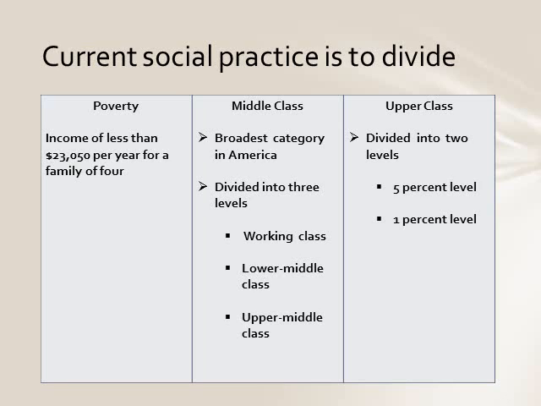The next class is called the upper class, which is broken down into two categories. The first category is commonly referred to as the 5%, which essentially means the percentage of Americans who earn more than $150,000 per year. And at the top of the economic ladder are what is known as the 1%, which is the percentage of households that earn more than $250,000 per year.